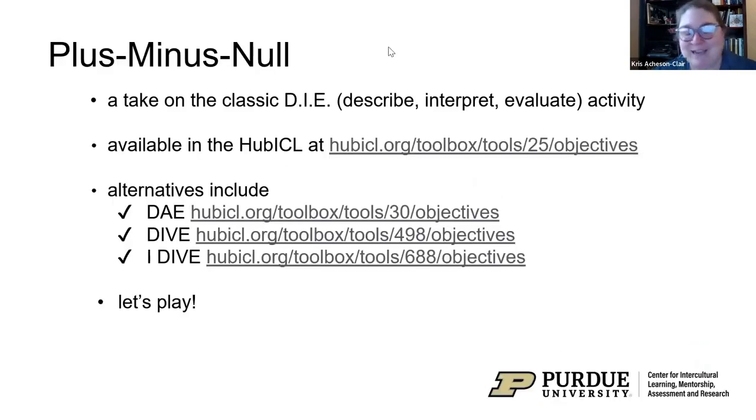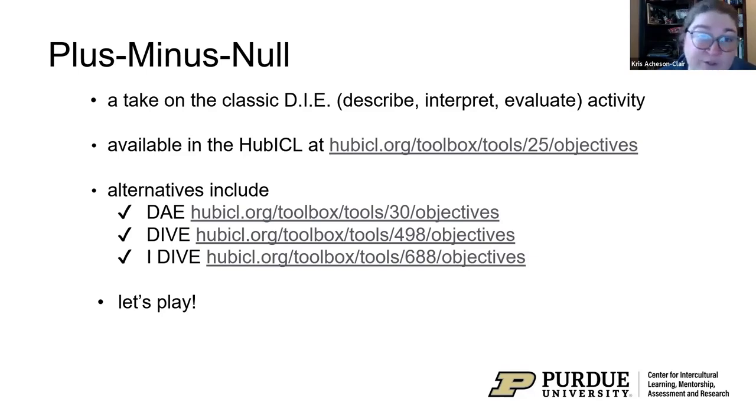So we're going to start with this activity called plus minus null. And if you've been in this field for a while, or if you've studied with anybody who is a pioneer in this field, like Janet Bennett or Meg Vandenberg, you probably were exposed to an activity called DIE: Describe, Interpret, and Evaluate. It's classic. It's really effective at fostering openness and perspective taking. This is kind of a different take on that activity.